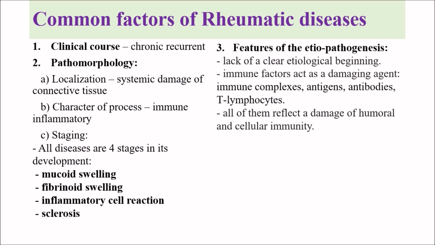The pathomorphology includes three features. All of these diseases present with systemic damage of connective tissue. The former name of these diseases was collagenosis or systemic diseases. The character of the pathologic process is immune inflammatory, and in all these diseases there are 4 stages in development: mucoid swelling, fibrinoid swelling, inflammatory cell reaction, and sclerosis.